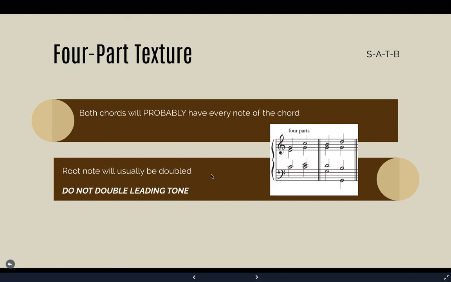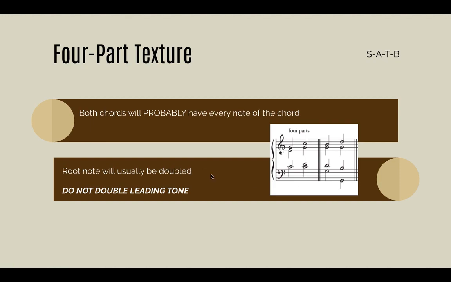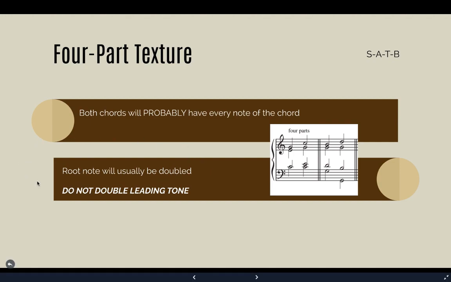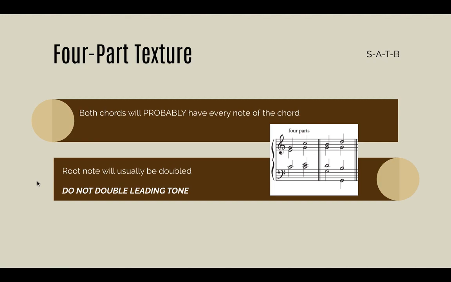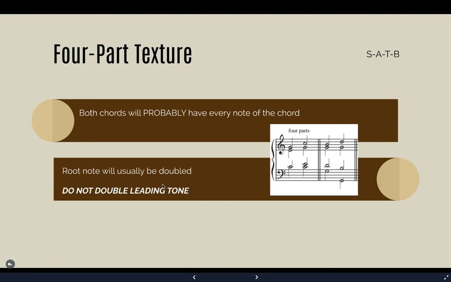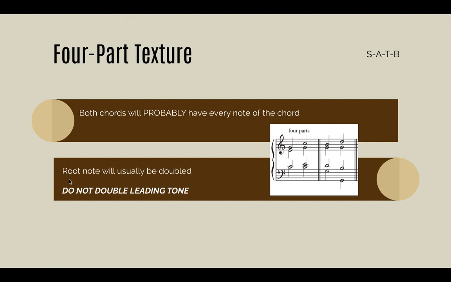And if you notice, we've got 3 tones of a triad and 4 voices that need something to do, which means we're going to have to double something usually. And usually if we have to double a note, we're going to have to double the root note. I'll explain a little bit more what this means. But if you need to double a note, double the root note.